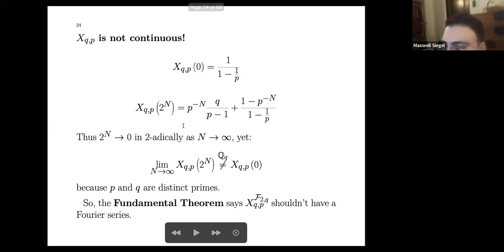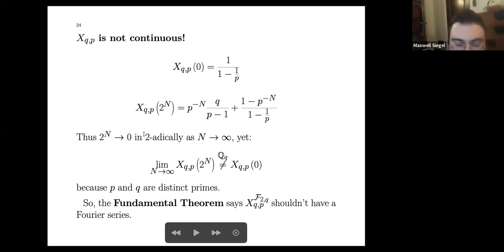Using these functional equations, we can compute the values of x recursively. This can be used to show that despite being rising continuous, x is not actually continuous in the classical sense. Indeed, we have the following. This is equal to what x of 0 is, and x of 2 to the n is this.